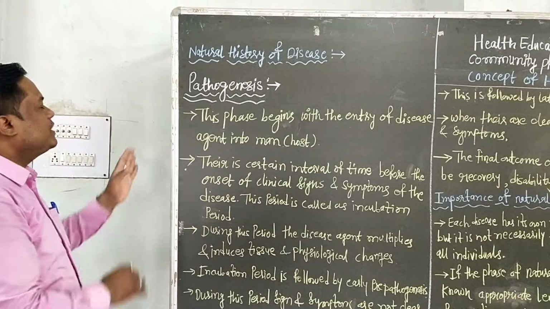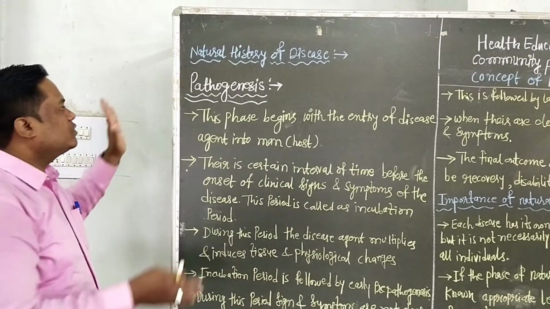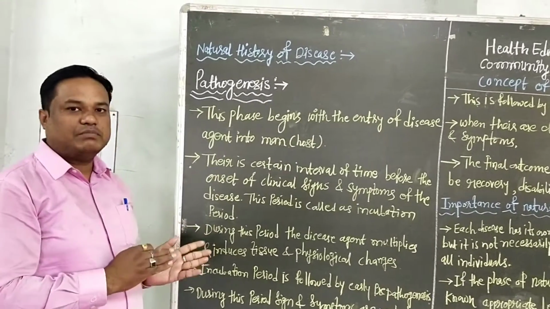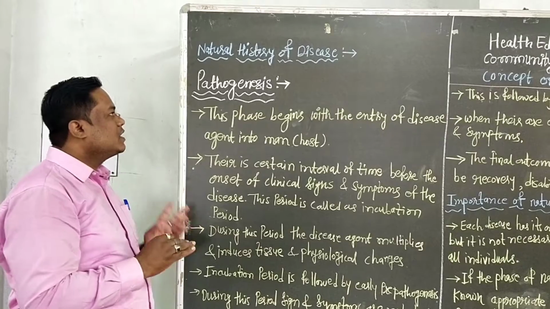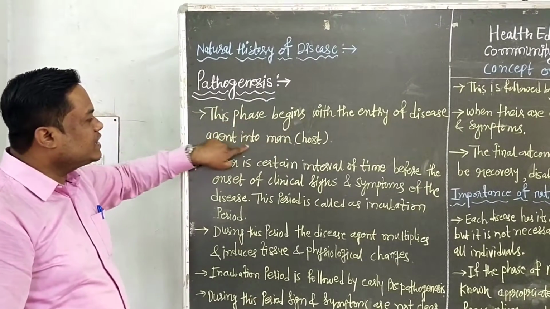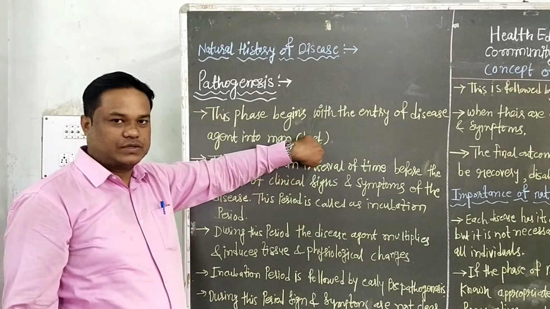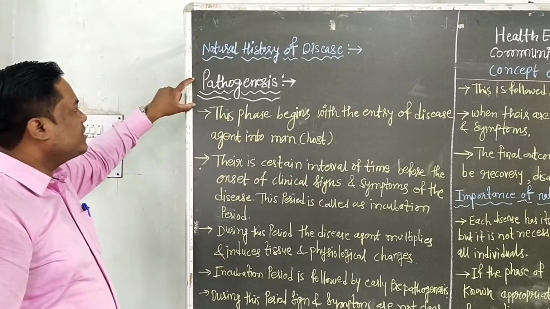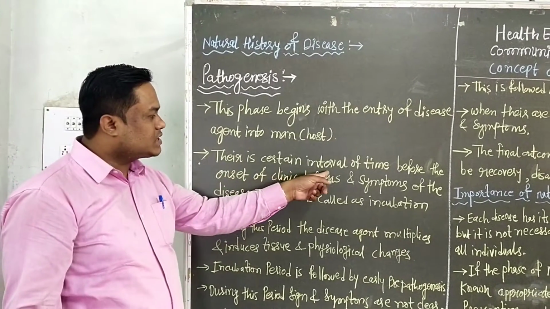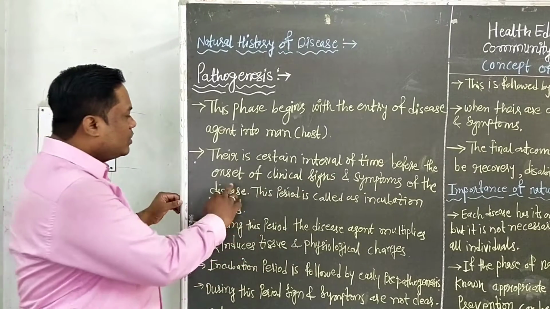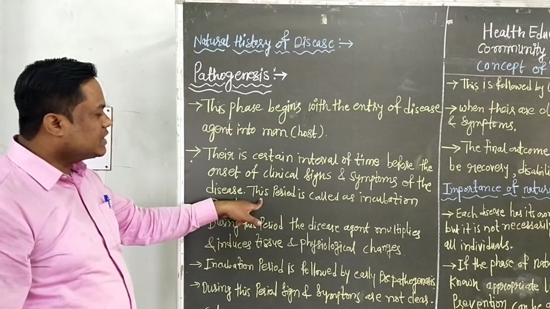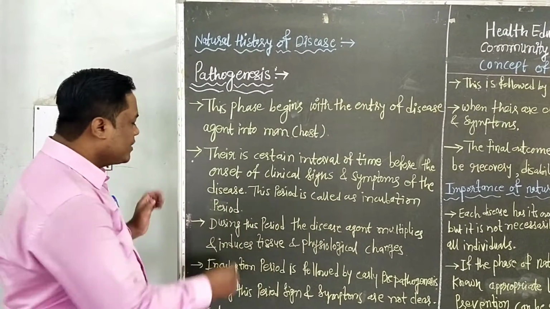Then what is the difference between pre-pathogenesis and pathogenesis? Pre-pathogenesis means before the entry of the disease agent into the man. But in the pathogenesis process, this phase begins with the entry of the disease agent into the man, that is the host. It is the process in human beings. So there is a certain interval of time before the onset of clinical signs and symptoms of the disease. This process is called the incubation period.